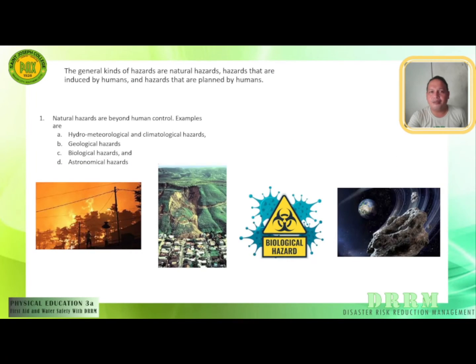The general kinds of hazard are natural hazards, hazards that are induced by humans, and hazards that are planned by humans. Natural hazards are beyond human control. For example, A, hydrometeorological and climatological hazards, examples of which are storms, typhoons, hurricanes if you are in the US, so bagyo if you are in the Philippines.